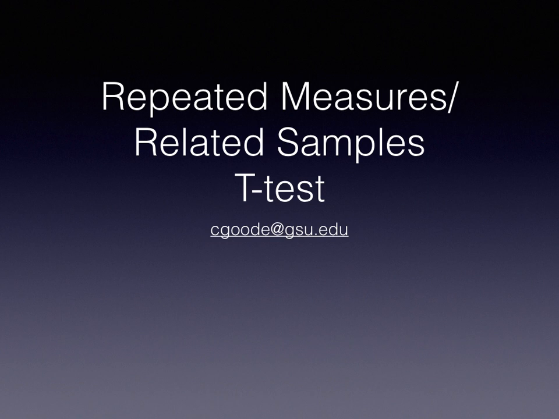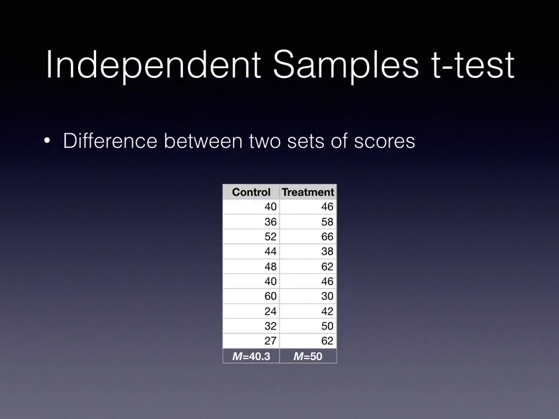Up to this point, we've really only been considering the independent samples t-test, which is used to determine whether the difference between two sets of scores is significant. We're dealing with two means, the mean from one group and the mean from another group.